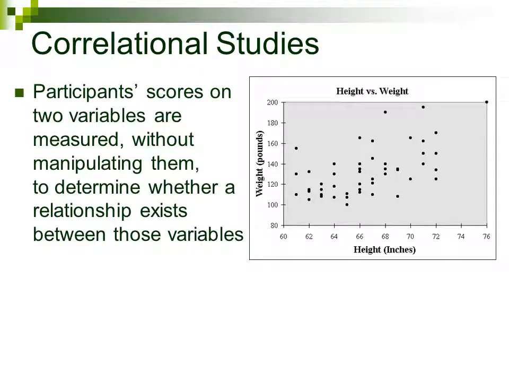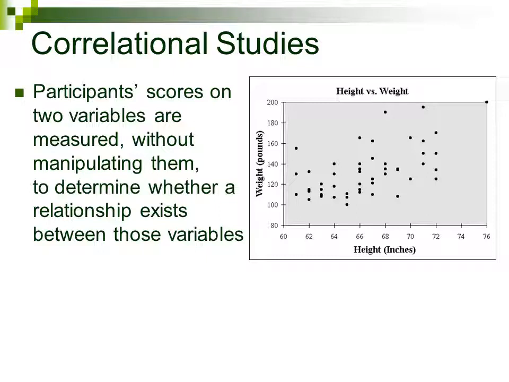Here's an example of a correlational study dealing with height and weight. Each dot would represent the height and weight of one particular person in your study. The y-axis is for weight, which ranges from 80 pounds to 200 pounds, and the x-axis is for height, which ranges from 60 inches up to 76 inches. So as you go higher up the y-axis or towards the right on the x-axis, the people's scores increase.